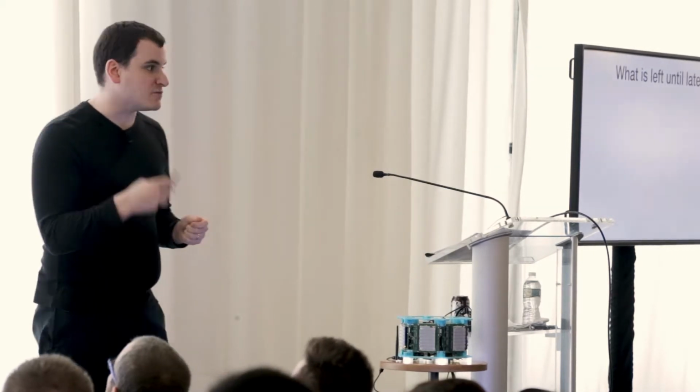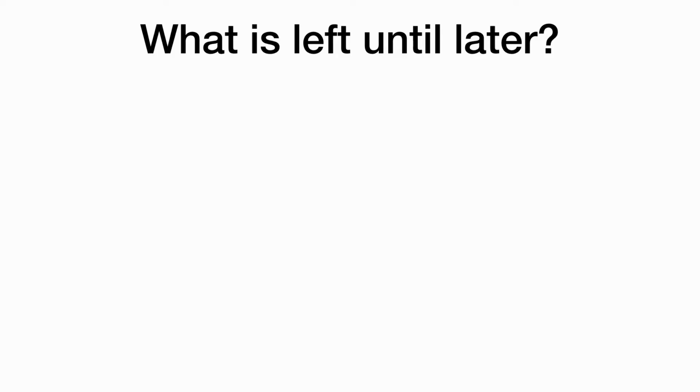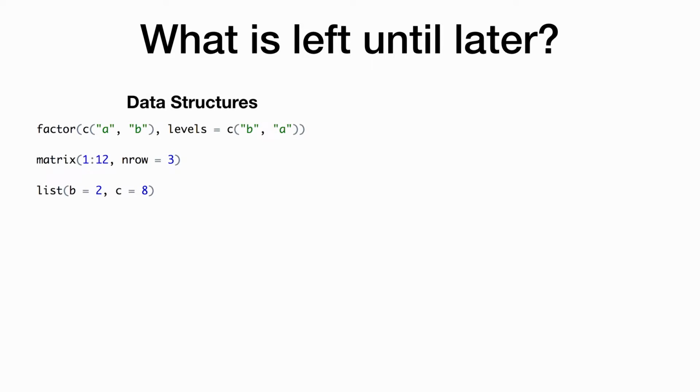So anytime we choose what to teach first, we have to choose what to leave until later. And here there are some things that people might consider really important parts of R that we don't get to early in a course. So one example is data structures. Neither of these courses talks about what a factor is, how to create a matrix, or even what a list is. Almost everything is done on data frames and atomic vectors.